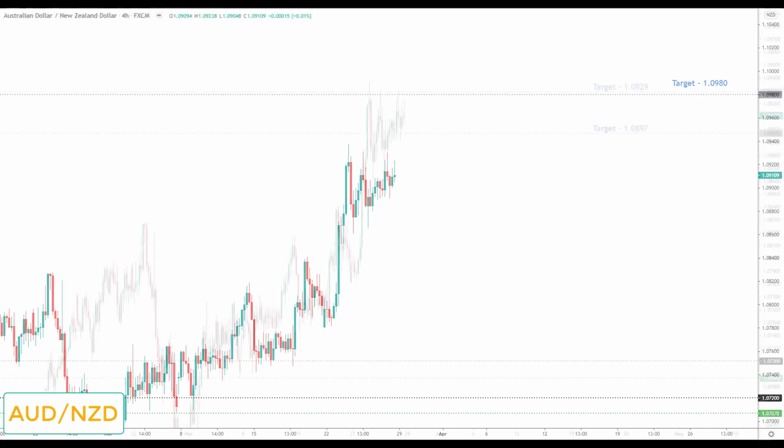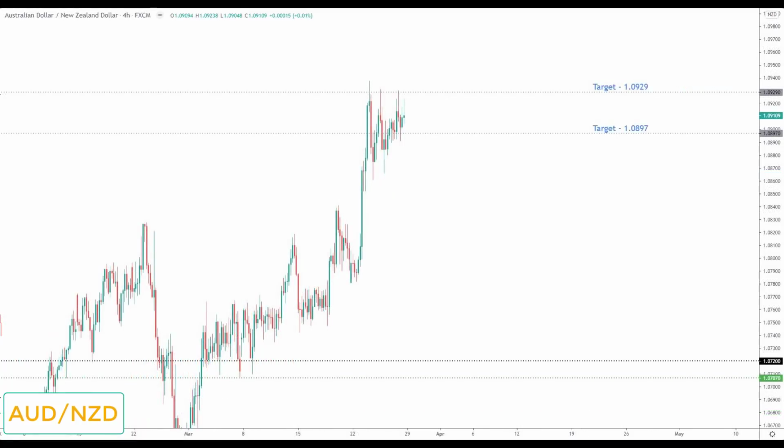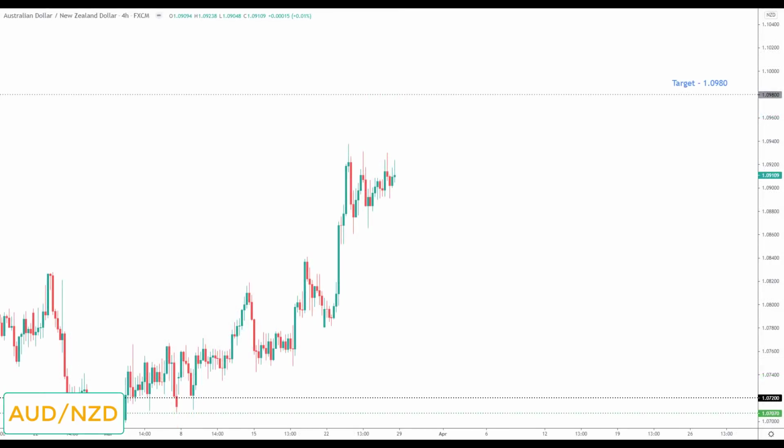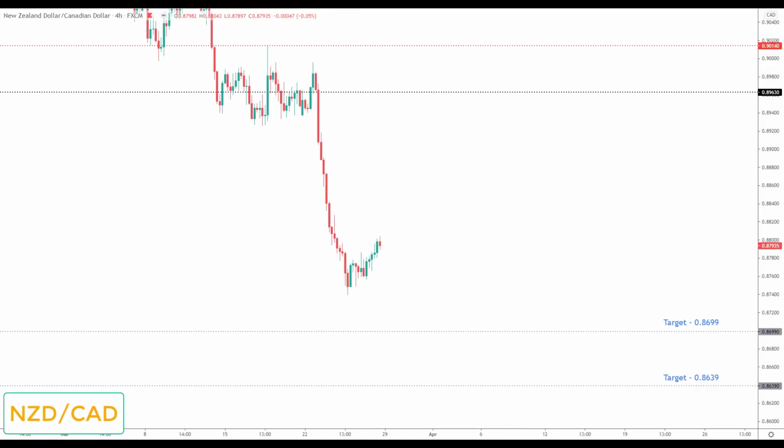Aussie New Zealand, we did take out both targets to the upside last week, and you can see 3 times we tested the 1.0929, and that was the high in this market last week. Very simply put, going into this week, any correction in this market once again would be viewed as the opportunity to look for bullish reversals up towards the next key area of resistance, the upside and the target set at the 1.0980.